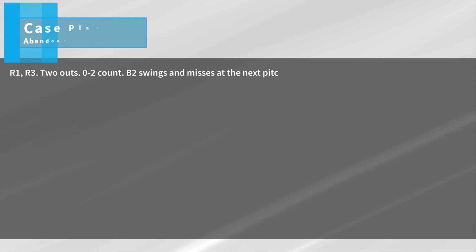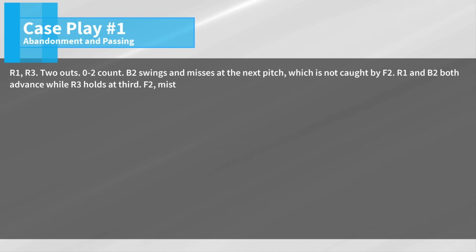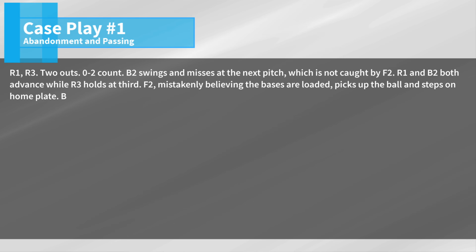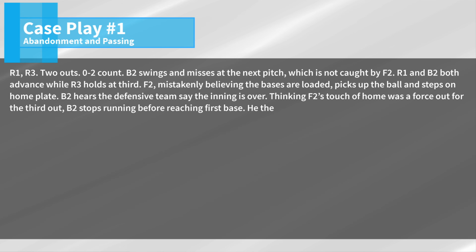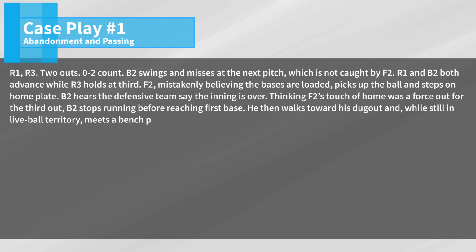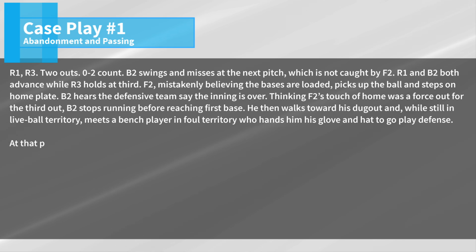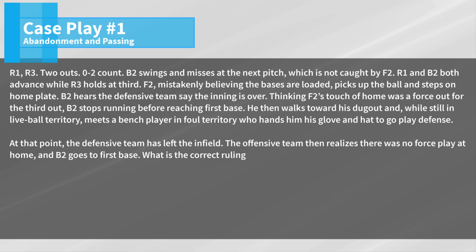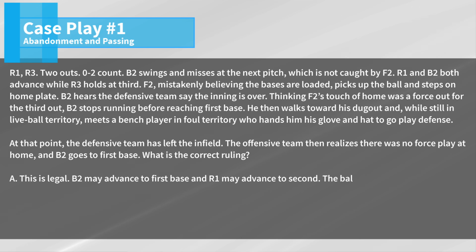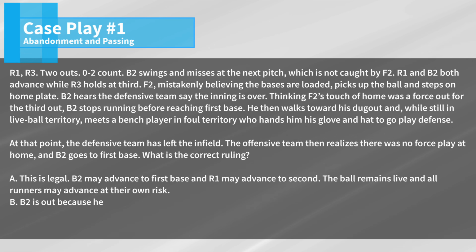Now, let's go through some case plays to help lock in this lesson. Case play number 1. R1, R3, 2 outs, 0-2 count. B2 swings and misses at the next pitch, which is not caught by F2. R1 and B2 both advance while R3 holds at third. F2, mistakenly believing the bases are loaded, picks up the ball and steps on home plate.